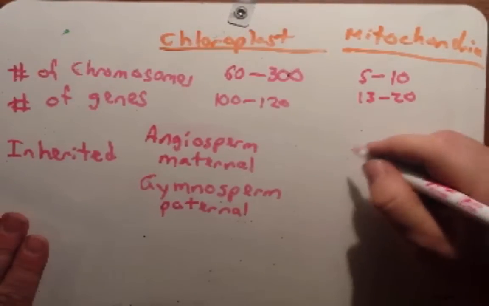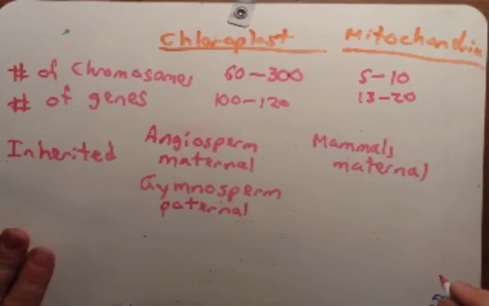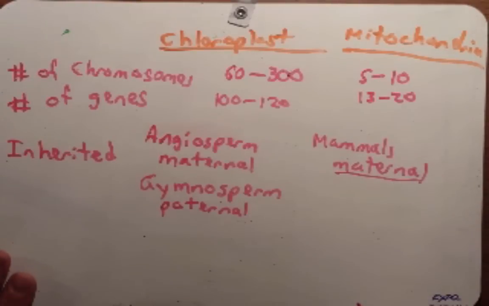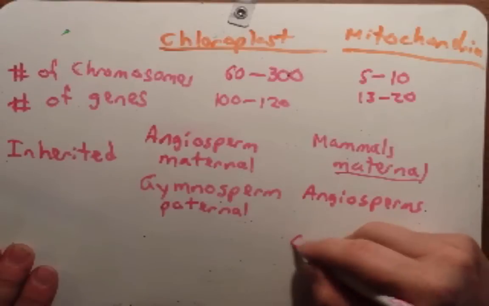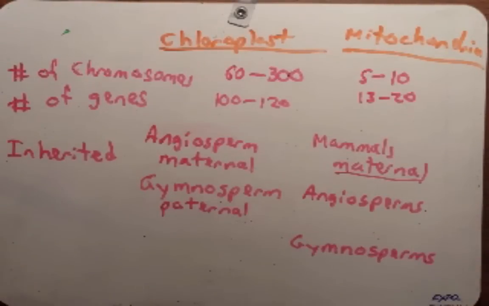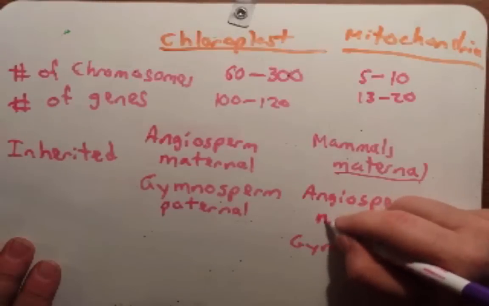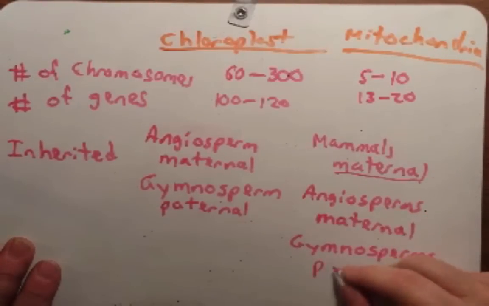Now mitochondria, these vary a little bit too. In mammals, it's maternal. We see some exceptions in other kinds of eukaryotes where it's paternal, but usually we will follow a maternal inheritance. However, again with angiosperms and gymnosperms, we see a difference. In angiosperms, just like with the chloroplasts, the mitochondria are inherited maternally as well. But in the gymnosperms, it's paternal.